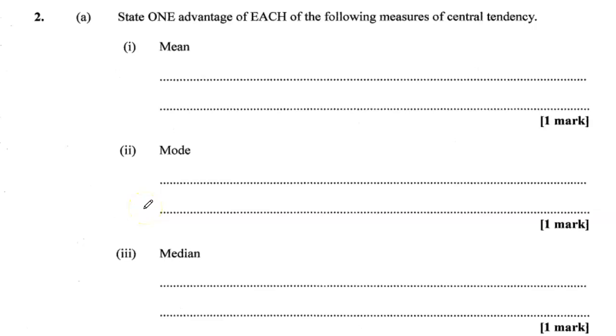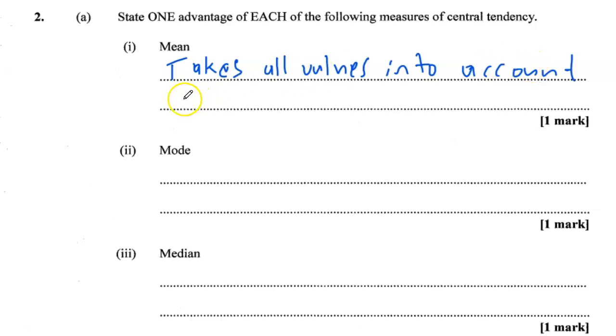Question 2, part A. State one advantage of each of the following measures of central tendency. So we're asked to state an advantage of the mean, the mode, and the median, and there are quite a few advantages for each of them. For the mean, one advantage is that the mean takes all values in the data set into account. Another advantage is that it's also pretty easy to calculate.